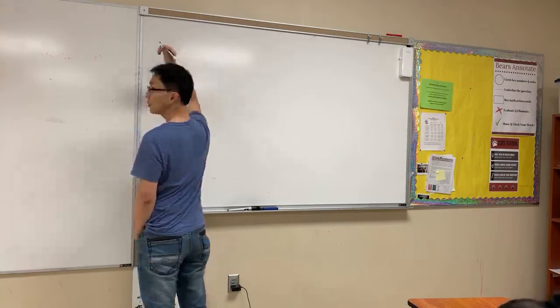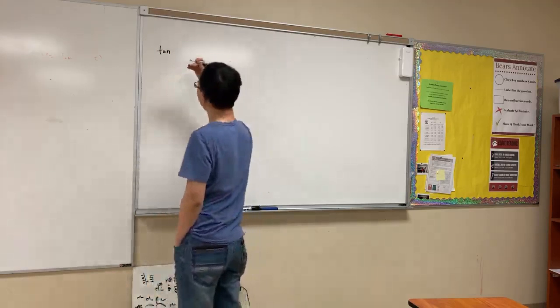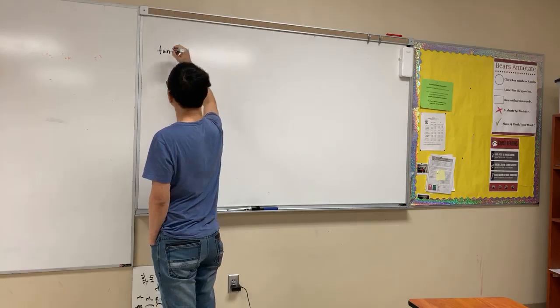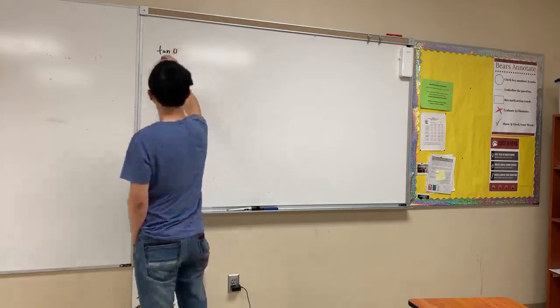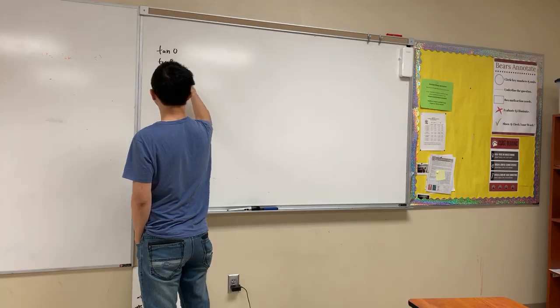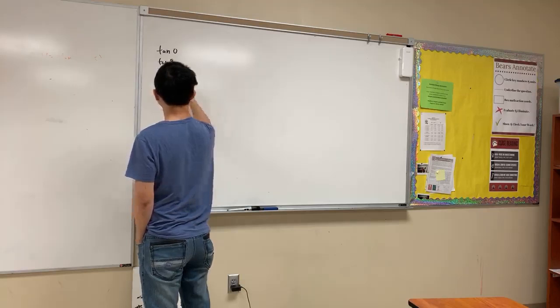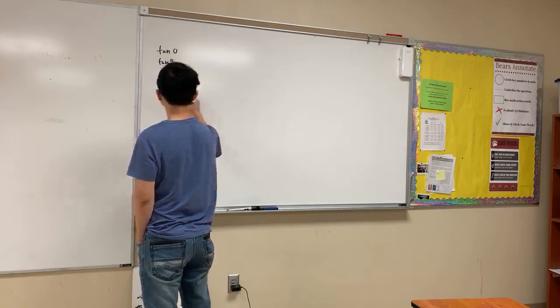Okay, so you don't need a graph. What we're gonna do is get a few values. So we're gonna start out with tangent of 0. And then tangent of pi over 6. And then tangent of pi over 4. And then tangent of pi over 3. And then tangent of pi over 2.